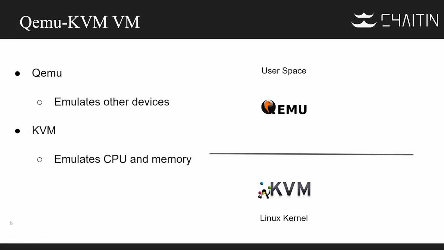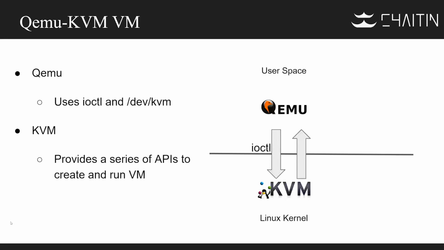QEMU will emulate many devices for the guest virtual machine, including net card, disk, graphics card, and so on. KVM will emulate the CPU and memory for the guest virtual machine by using VMX or SVM. QEMU will use ioctl to KVM, which is an API provided by KVM, to control KVM to build and run guest virtual machines.